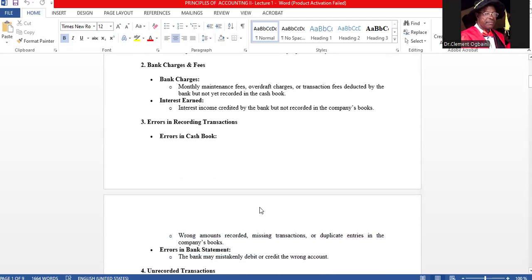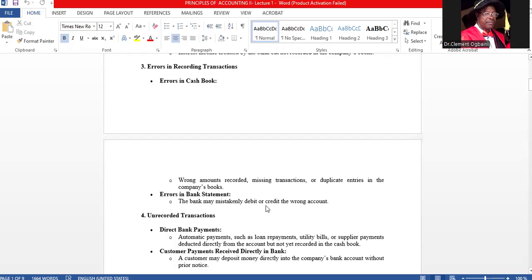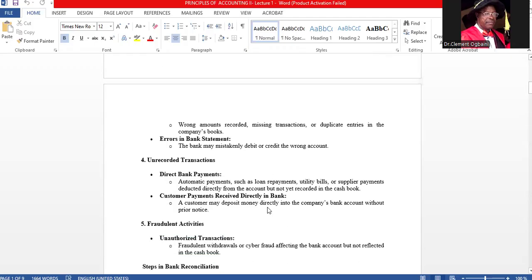Also, there could be errors. The bank themselves can make errors, and the customer can also make errors in his own cash book record. Then we also have transactions that were not recorded.